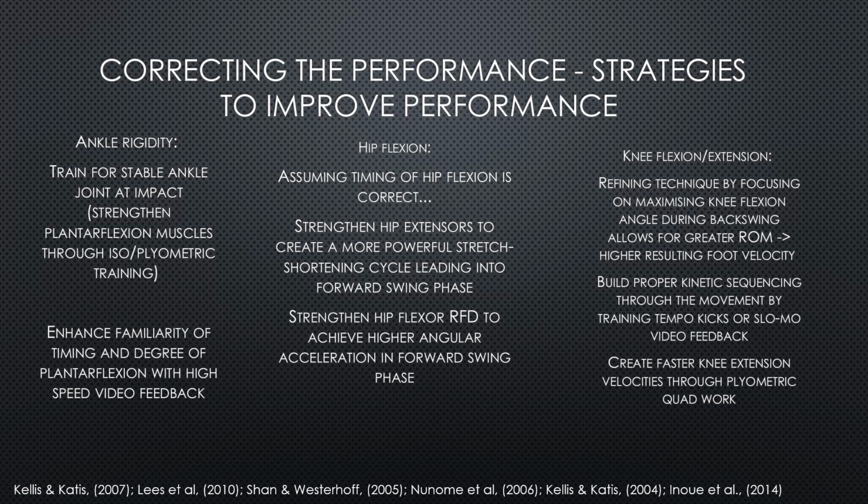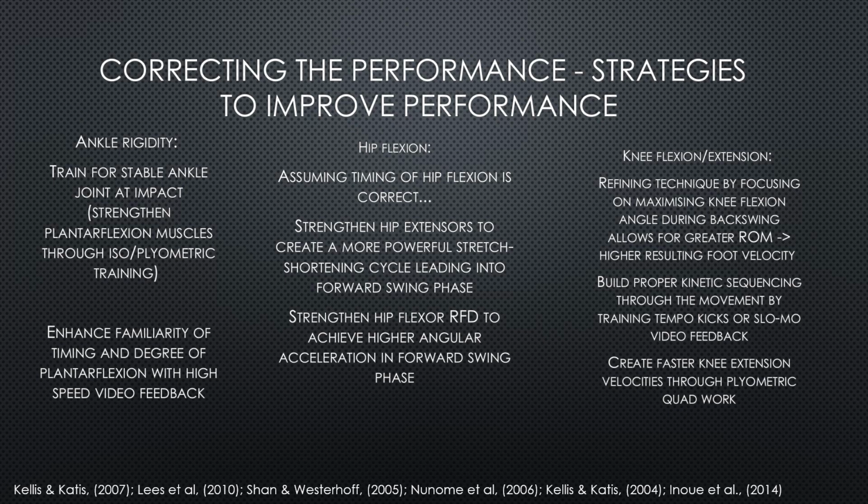For improving knee flexion and extension dynamics, plyometric quadricep training combined with tempo-based kicking drills could also develop more explosive angular velocities. Finally, hip flexion timing may involve strengthening the hip extensors to improve the stretch shortening cycle and enhance reactive acceleration during the forward swing. These recommendations are supported by the findings of Kellis and Caddis in 2007, Lees et al. in 2010, and Nunome et al. in 2006, who each link segmental strength and timing to improve kinetic chain efficiency and ball velocity.